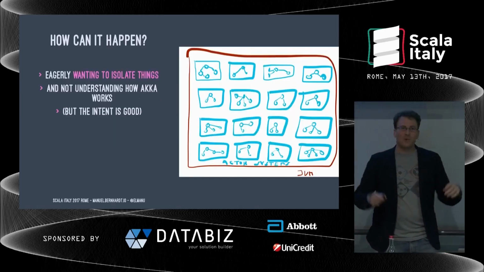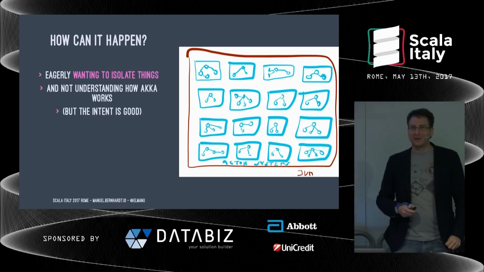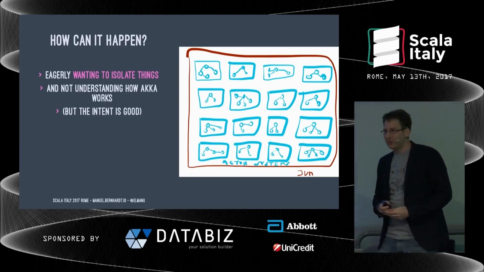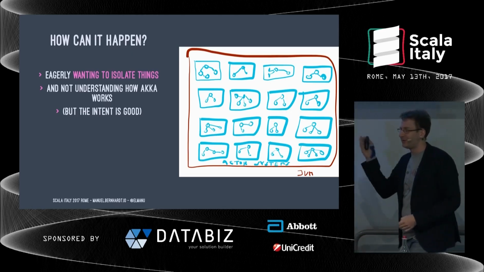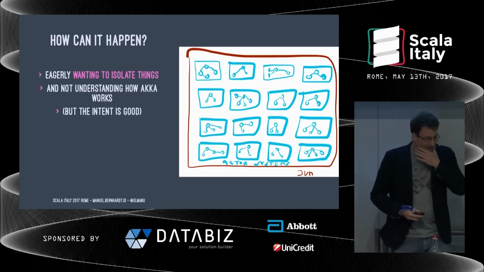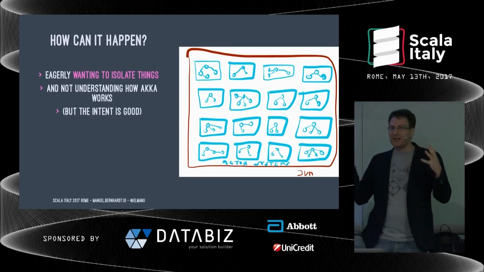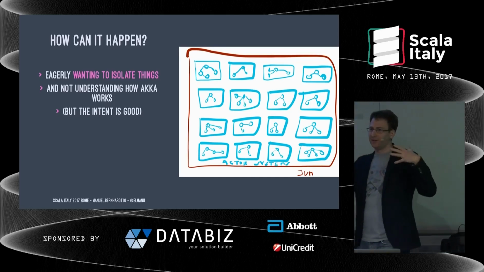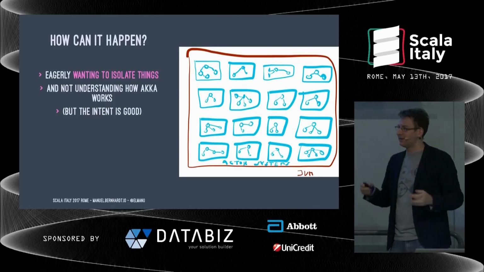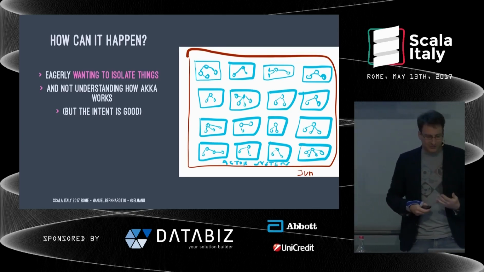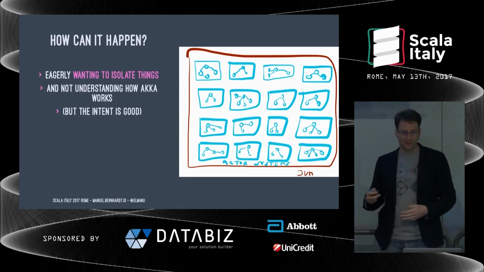What I mean is this: you have one JVM, that's the red square, and inside of the JVM you have many actor systems. In this case, it was up to 140 actor systems in one JVM because they had 140 connections. The intent is good because it's about isolation. They thought that by having separate actor systems, they were completely isolating things. It turns out that when you do this, you don't isolate things very much, and you don't really understand what Akka is doing.